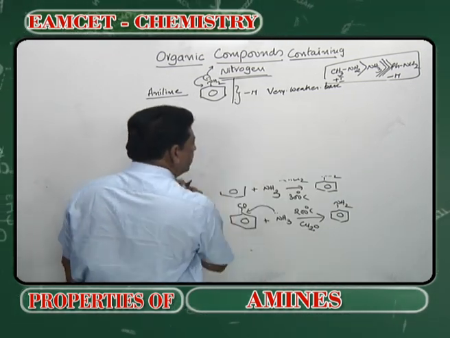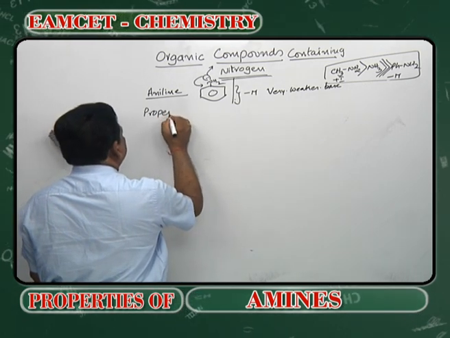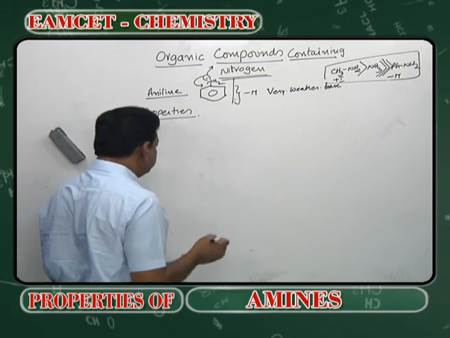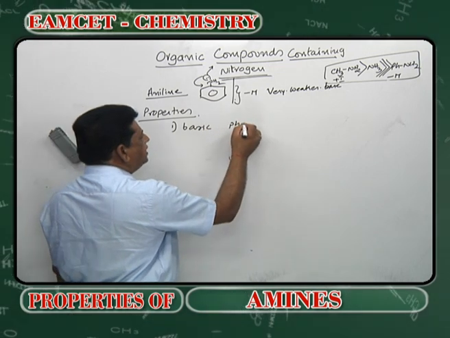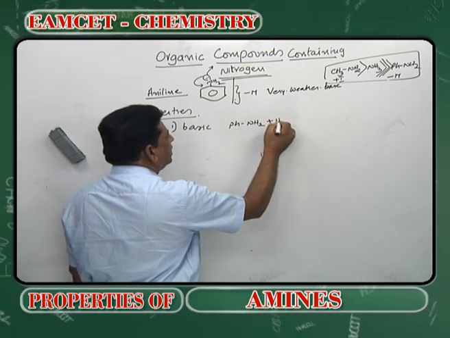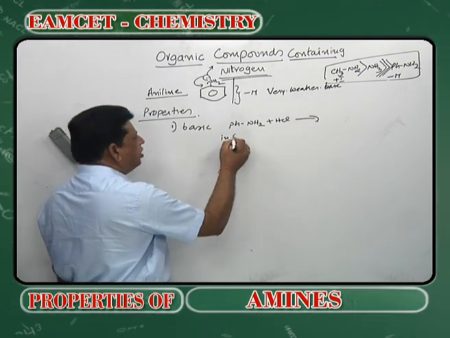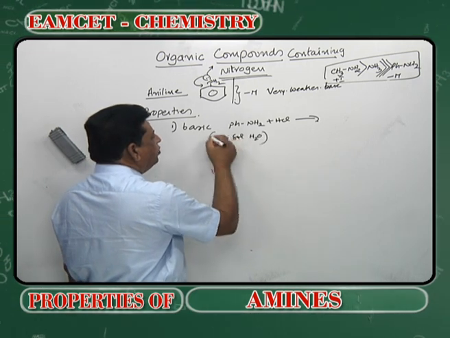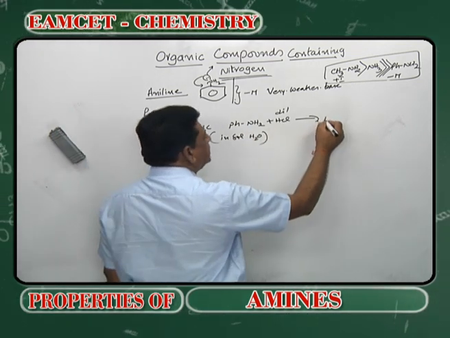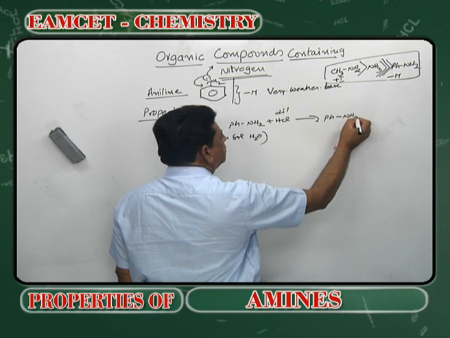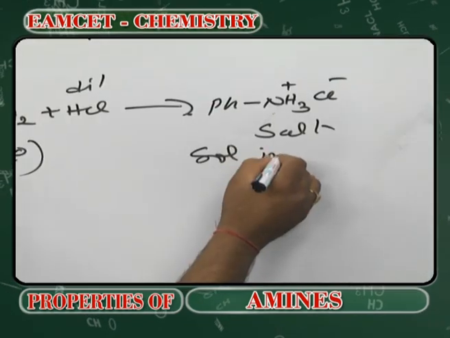Now, let us go to the properties of aniline. The first property is the basic property. That is why when aniline is treated with HCl, aniline is actually insoluble in water, H2O. But when you add dilute HCl, it is soluble. It is soluble because it reacts with HCl and forms a salt, C6H5NH3 plus Cl minus. That is why it is soluble in water.